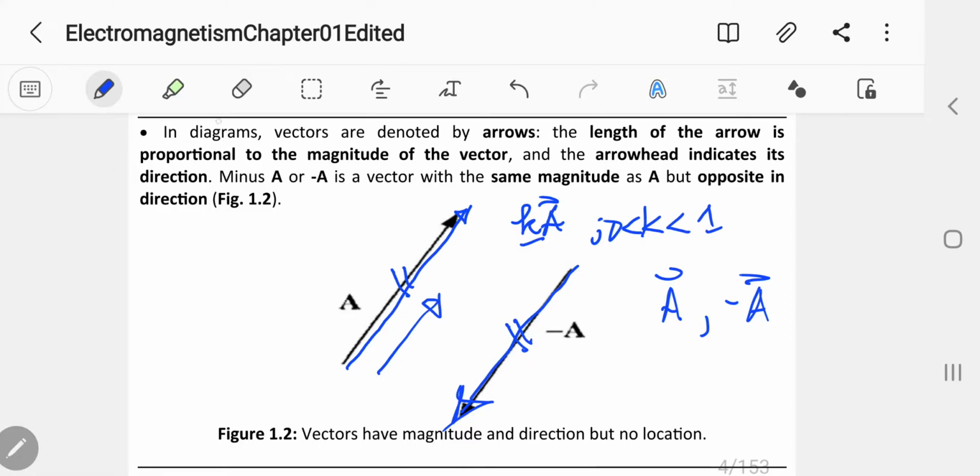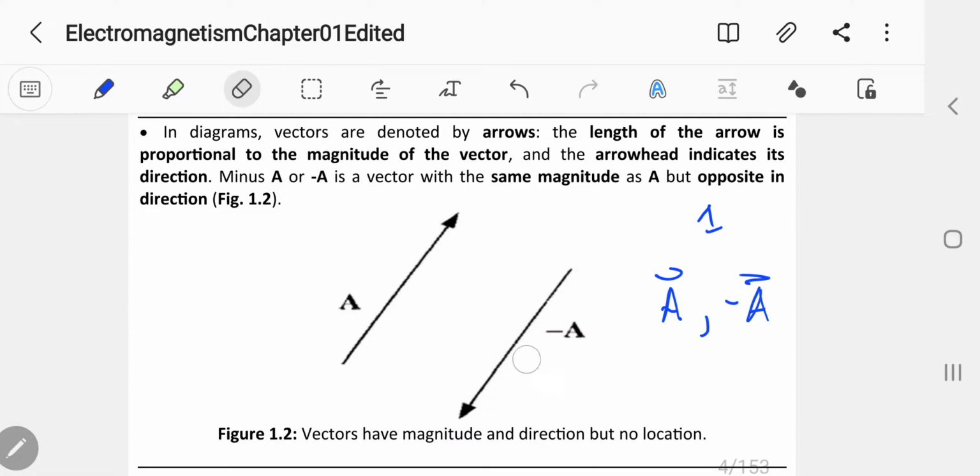So in this case, if you look at this, this is your vector A, and this is your vector negative A. They have the same magnitude, but exactly opposite direction.